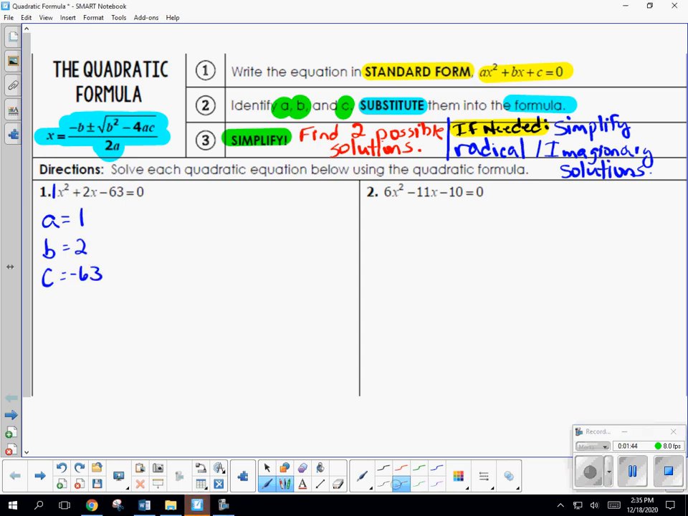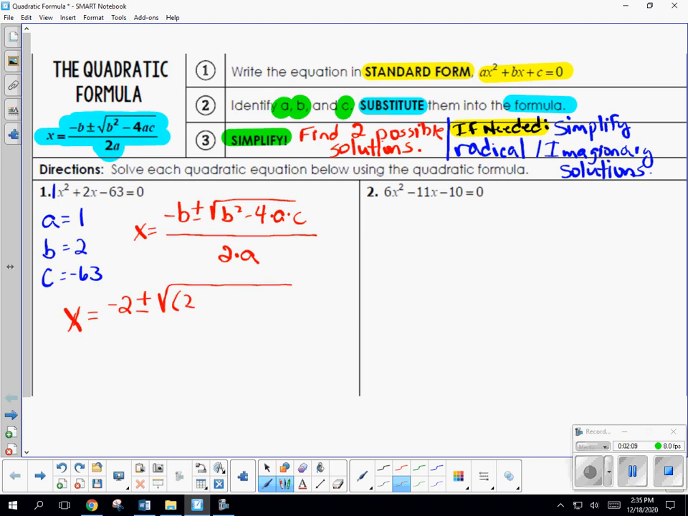Now we're going to plug those into our formula. X equals negative b plus or minus the square root of b squared minus 4 times a times c. All of that divided by 2 times a. All right, so let's plug that in. We have x equals, our b value is 2, so negative 2 plus or minus the square root of, my b value again is 2, I'm going to square that, minus 4 times my a value, which is 1, times my c value, which is negative 63. All of that is going to be divided by 2 times my a value, which is 1.